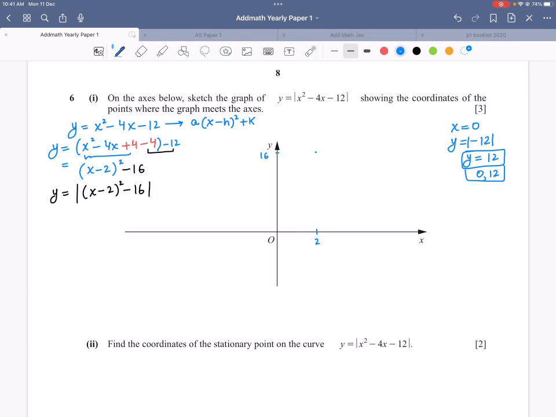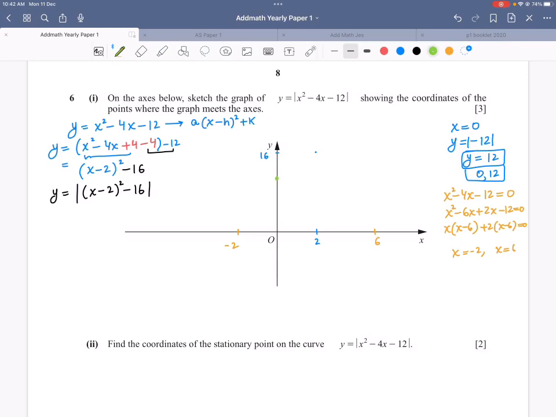After that, we need to find out the intercept of x as well. So for x-intercept, we know that y is 0. So x square minus 4x minus 12 equals 0. We can apply the middle term split. It will be x square minus 6x plus 2x minus 12 equals 0. It will be (x minus 6)(x plus 2) equals 0, and we got the value for x is minus 2 and x equals 6. That means the graph cuts the x-axis at x equals 6 and x equals minus 2. And the y-intercept we found previously was (0, 12).